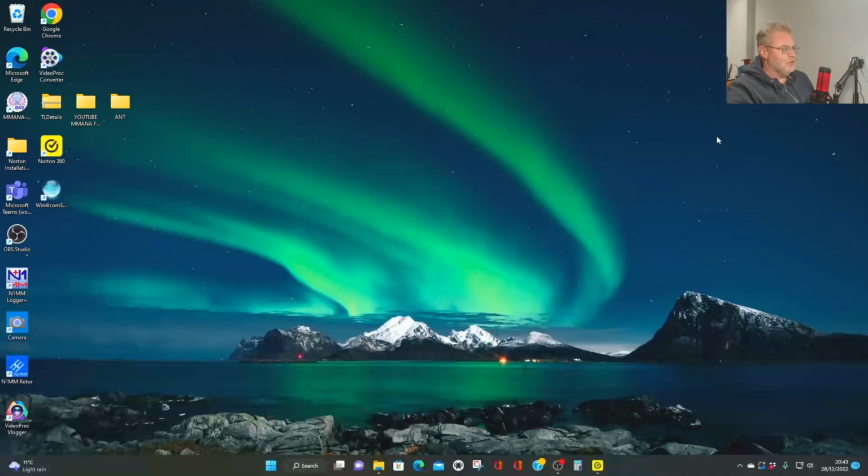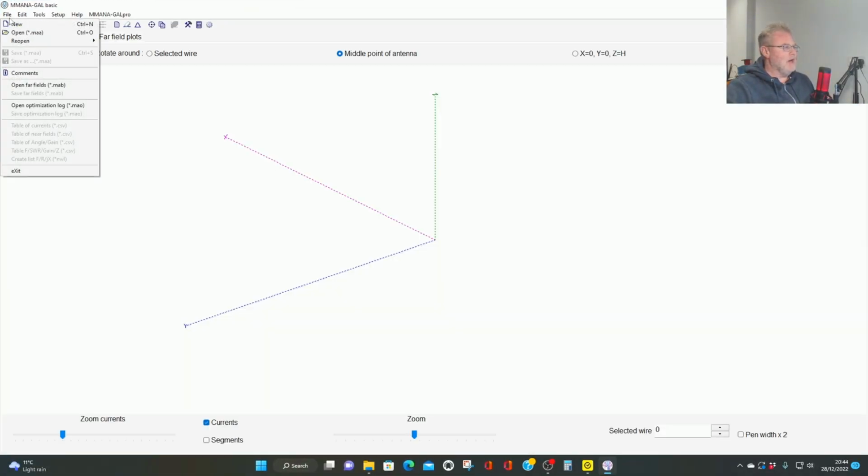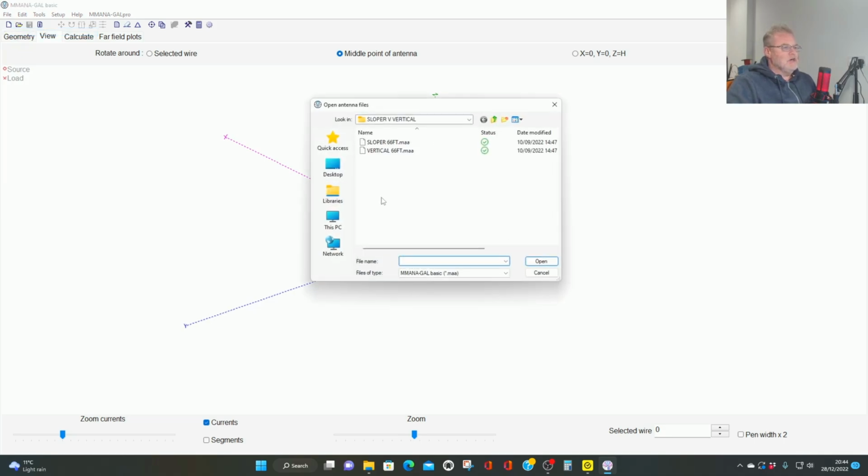There's no difference. Now with a sloper, that's going to be slightly different. Let's see what the effects are. So what I think I'll do is first of all go into my computer here. I'm going to fire up MMANA, and we're going to look at this file here called Sloper.